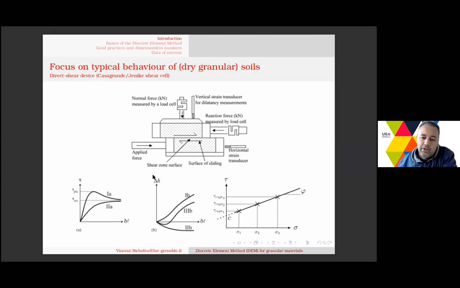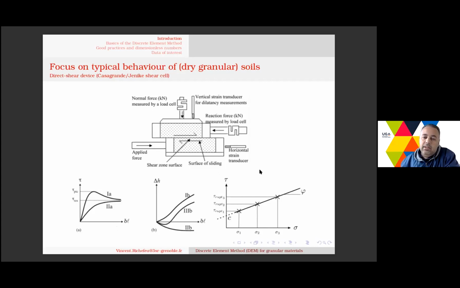For the volume change, here this is the height change. We'll observe that it will not be constant. And if the material is dense, it will increase. If it is intermediate, it will first become less dense and then densify. And if it is loose, it will go like this.